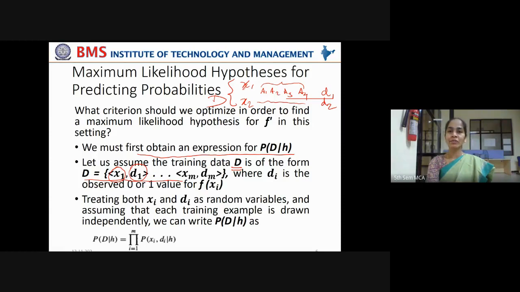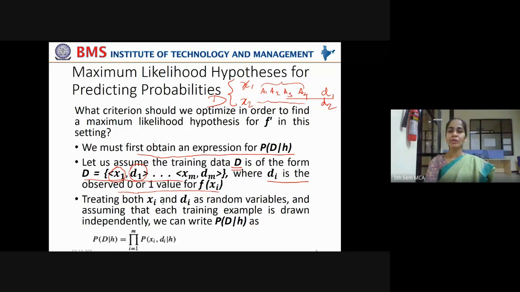What are the attributes represented by X1, and what is the outcome value represented by D1, and so on up to XM, DM, which has M training examples. That is why we have denoted up to XM, DM, where Di is the observed 0 or 1 value for f of xi. The outcome may be either 0 or 1.